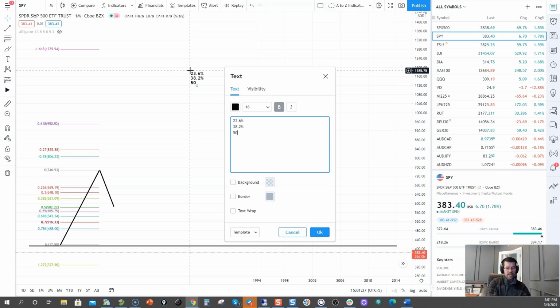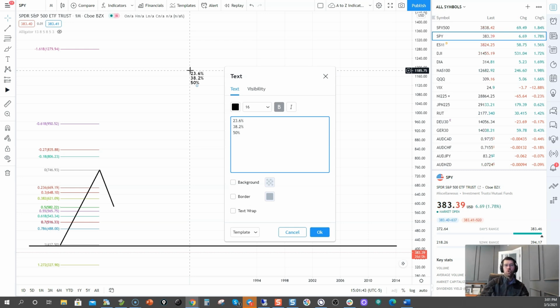The 50%, technically speaking, the 50% is not an actual Fibonacci number, but 50% is the balance point. Gann loves 50%. So I absolutely use 50%, and it is the perfect equilibrium for the market.